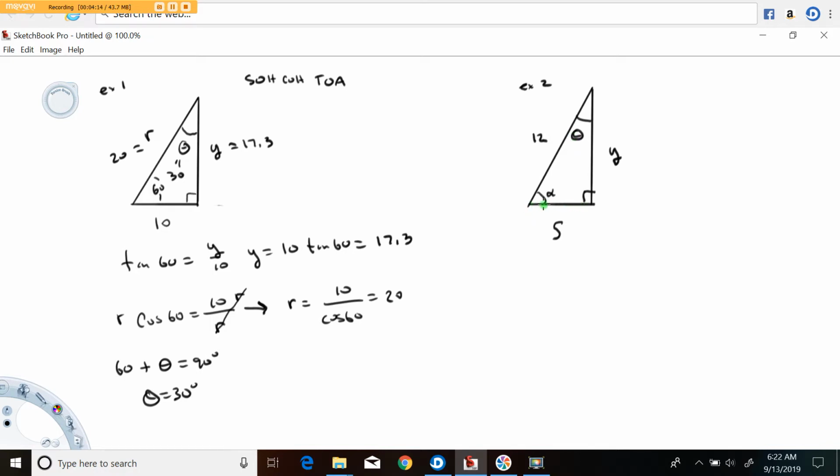Notice that we know the side opposite theta and we know the hypotenuse. So if we want theta, a good place to start would be the sine function. So I'm going to go ahead and write out that the sine of the angle theta is equal to opposite over hypotenuse. That would be 5/12.